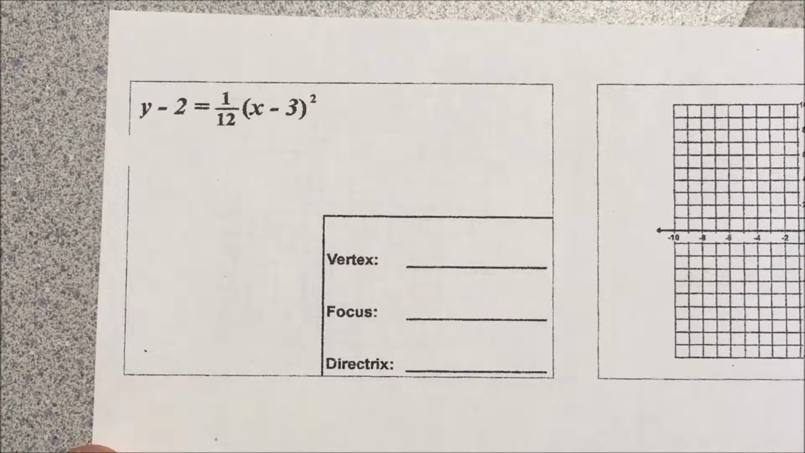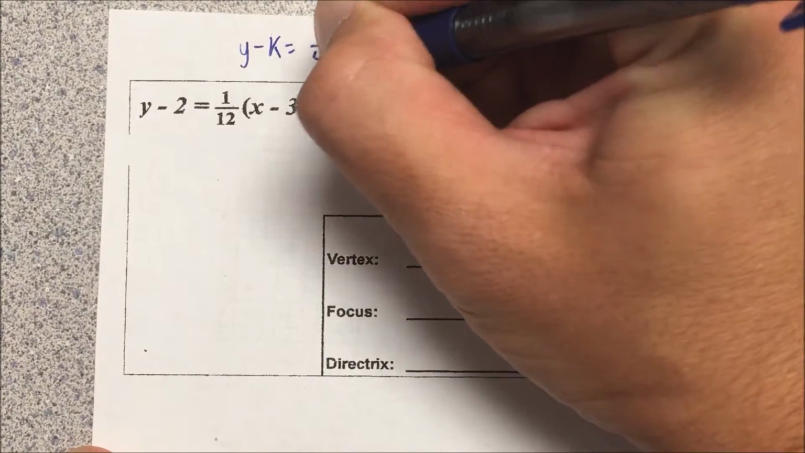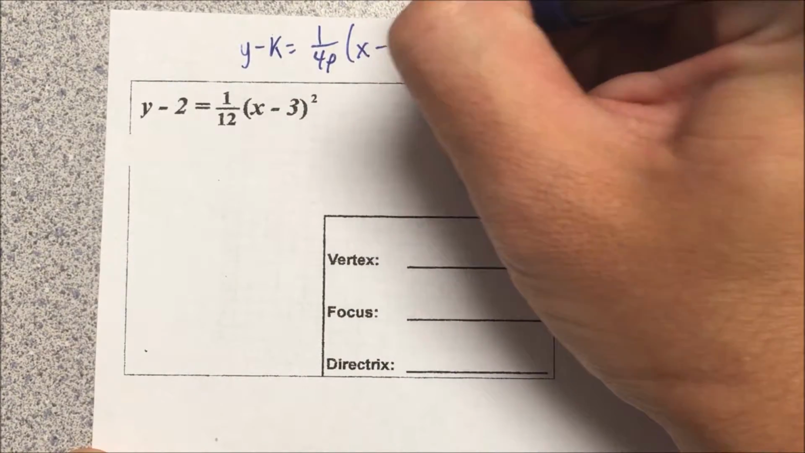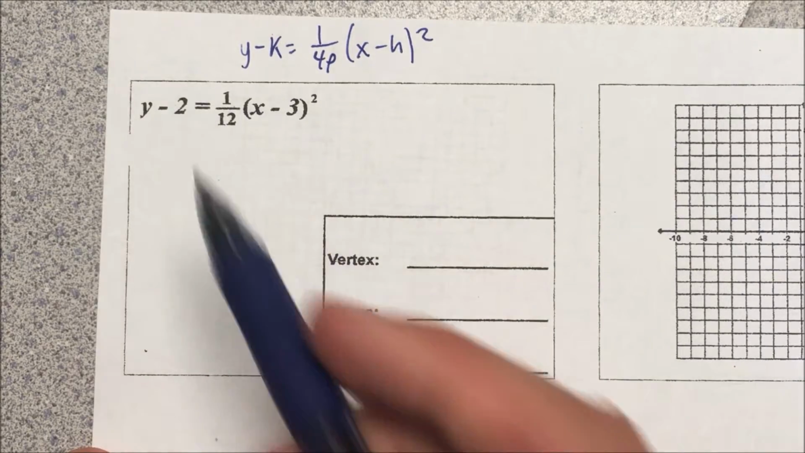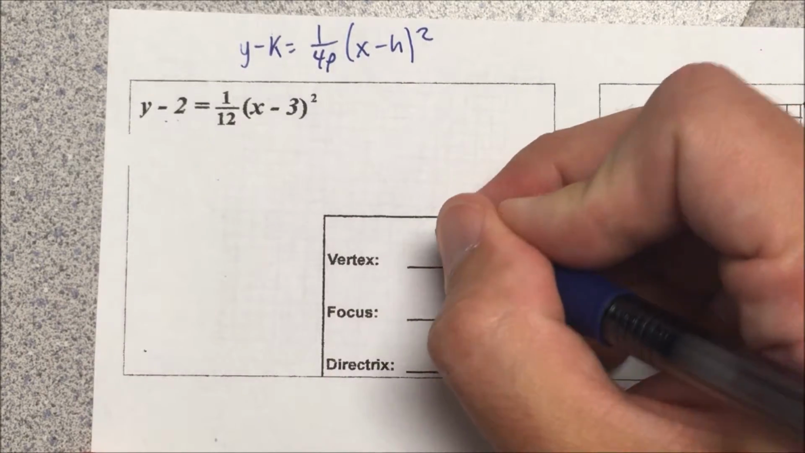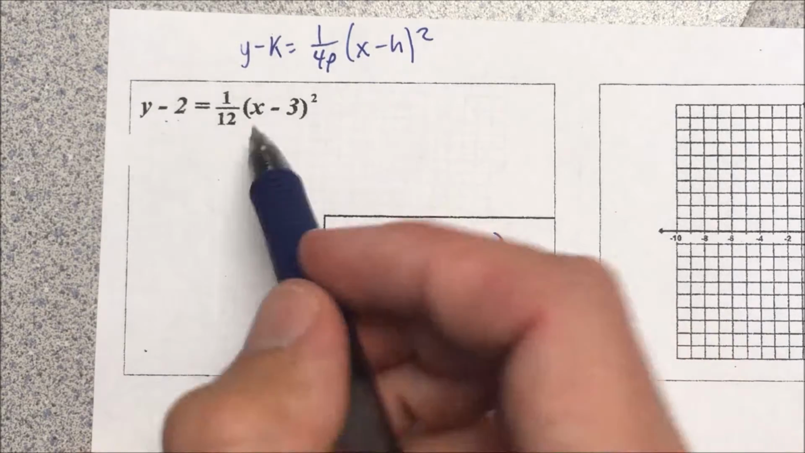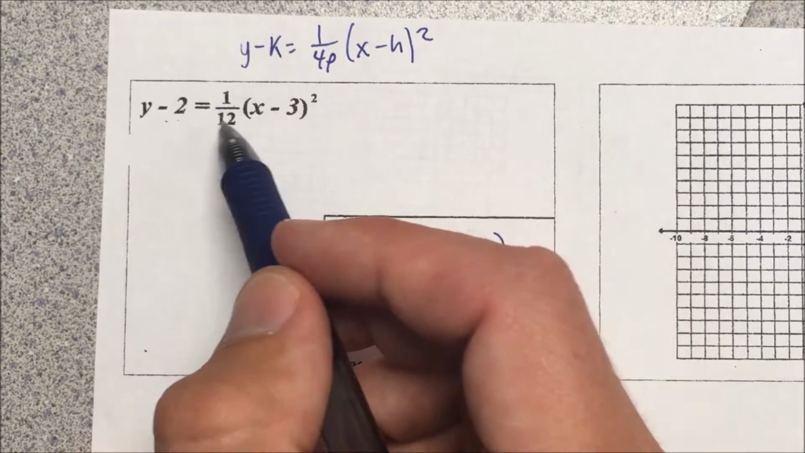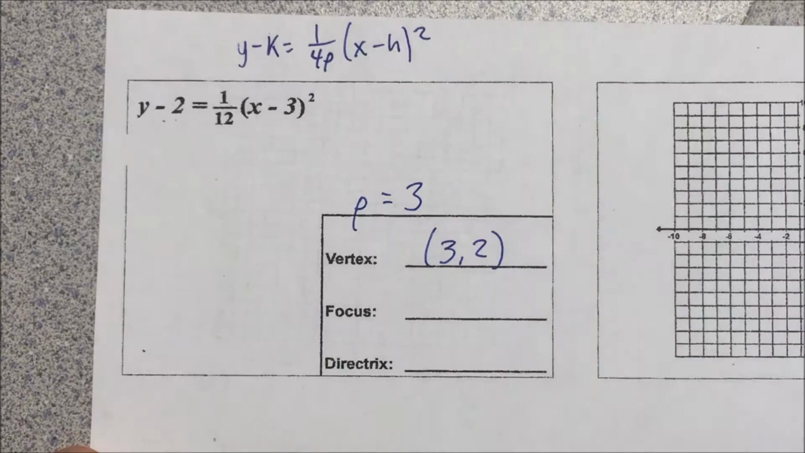We have a parabola in what we call transformational form, and that transformational form is y minus k equals 1 over 4p times x minus h squared. And so we can tell a lot of things just by this equation. I know the vertex is the opposite of these two, so I'm going to say my vertex is 3, 2. And I can tell my p-value. That's the only other thing I can tell from my equation. My p-value is 4 times what gives me 12, so my p-value is 3.